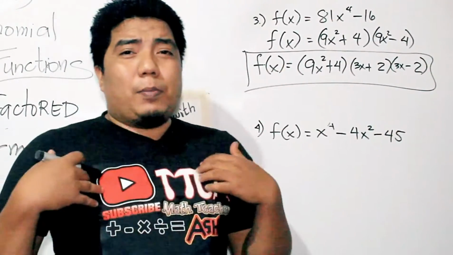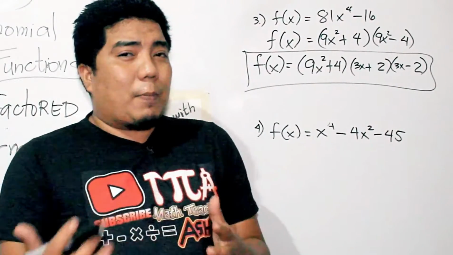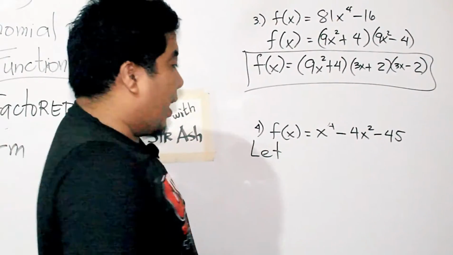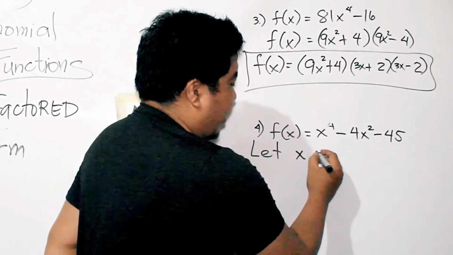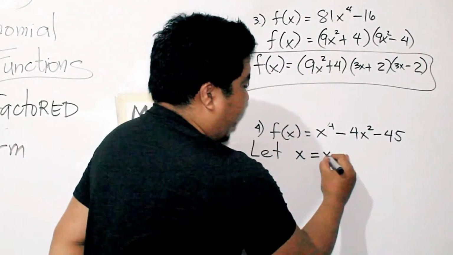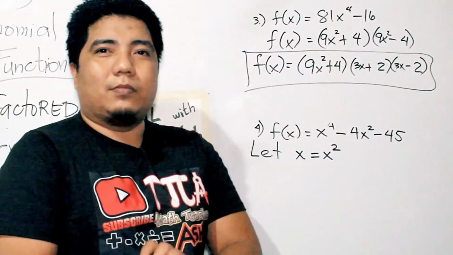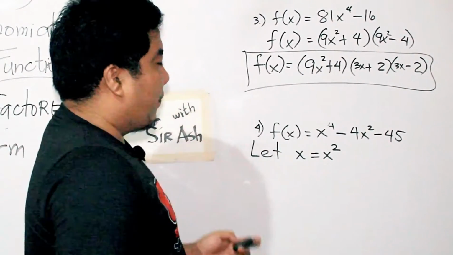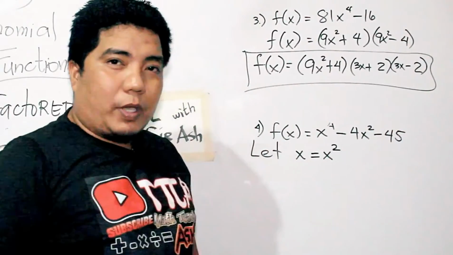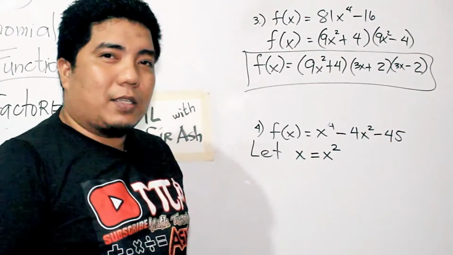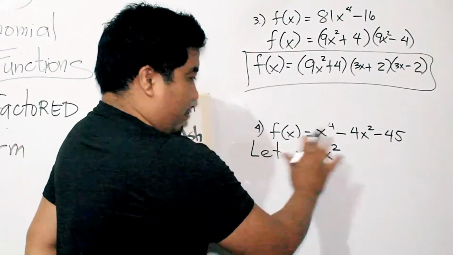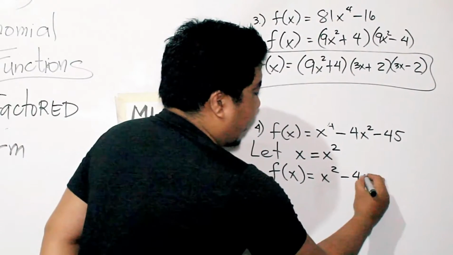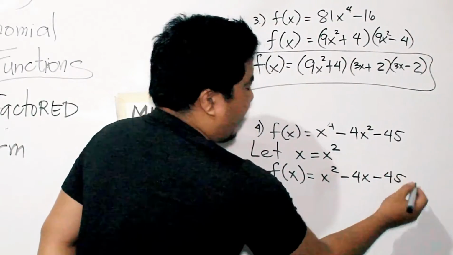Okay, so for me to not have any problems about this, I will consider first using the let. I will let x be equal to x squared. What do I mean by this? If I see x squared in my given equation, I will change that into x for the time being. So, now, this will become x squared minus 4x minus 45.